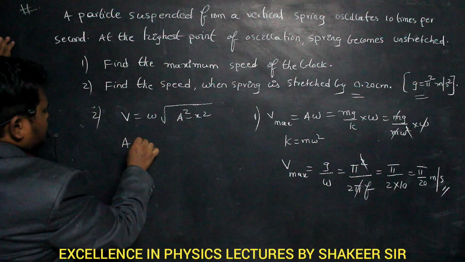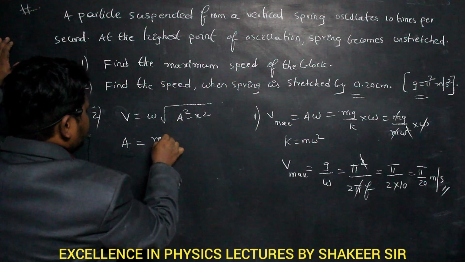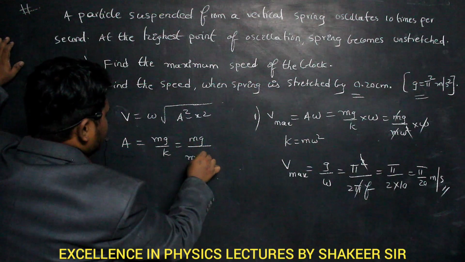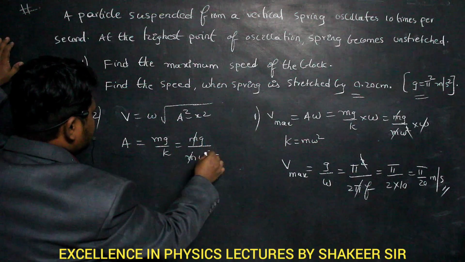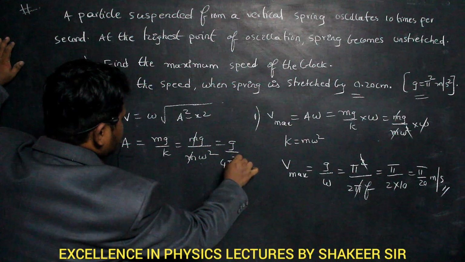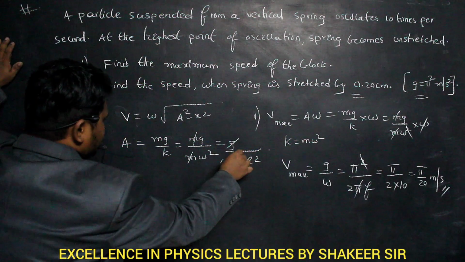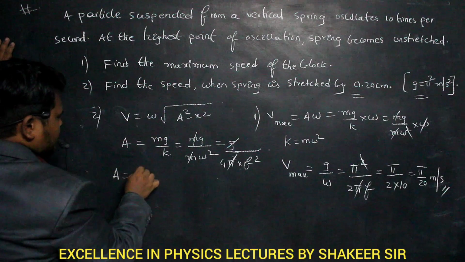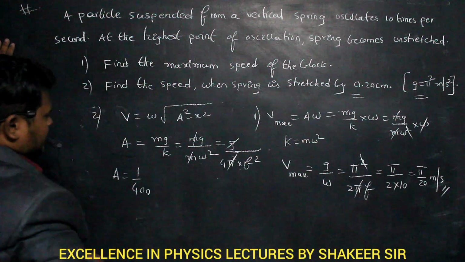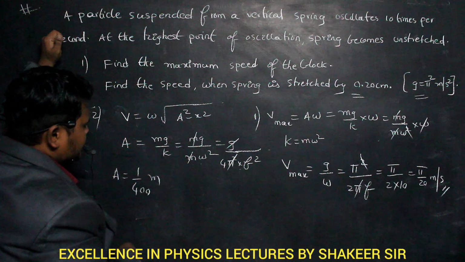The value of a is not given, so how can I calculate it? Previously we calculated that a equals mg divided by k. So mg divided by k can be written as m omega square. M gets cancelled, so g by omega square can be written as g divided by 4 pi square f square, because omega is 2 pi f. G and pi square get cancelled. So a equals 1 by 400, because frequency is given as 10. 10 tens are 100, 4 into 100 is 400. So this is 1 by 400 meters.